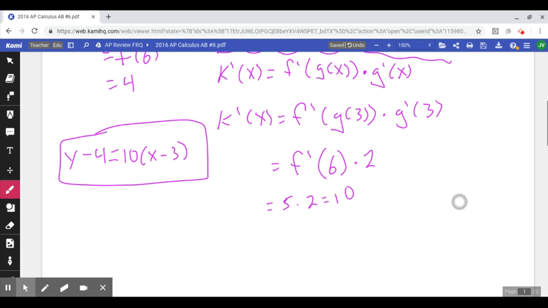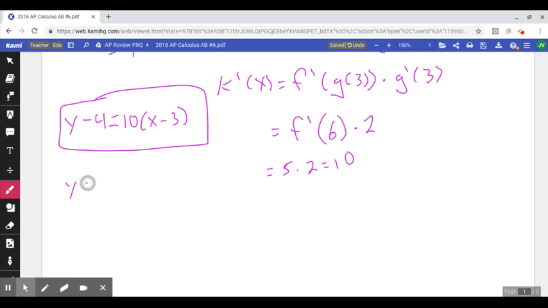Some alternate forms of this answer, oftentimes you'll see the 4 added to each side. And then if you wanted to change this into slope-intercept, you could distribute the 10, and then you could do negative 30 plus 4 to get negative 36. I wouldn't do either of those two. I would just stop right here at the boxed-in answer.